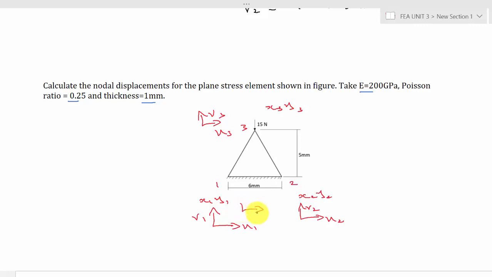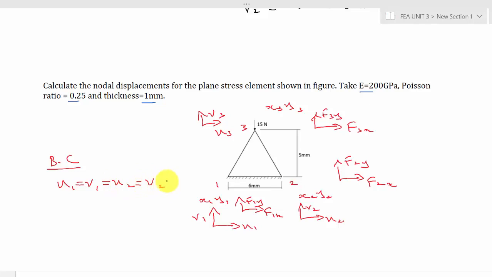The forces are F1x, F1y, here it is F2x, F2y and at that node it is F3x and F3y. So the boundary conditions are at node 2 it is fixed. So u1 is equal to v1 is equal to u2 is equal to v2 is equal to 0 and F3 is acting in the opposite direction. So F3 is equal to minus 15 Newton. So you will have the displacement values at u3 and v3.